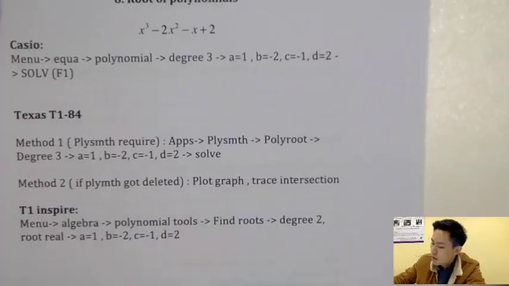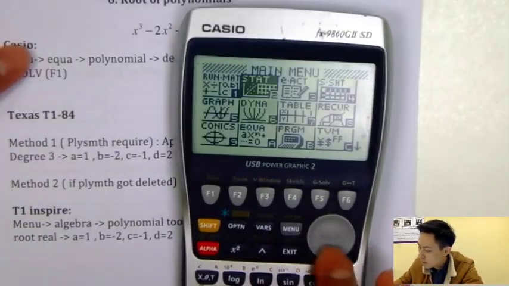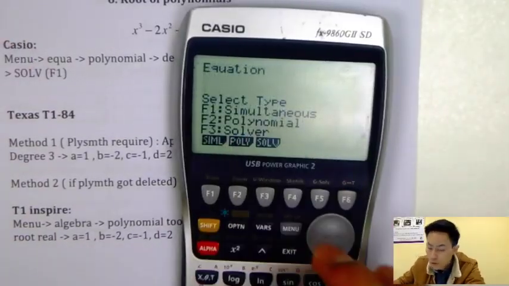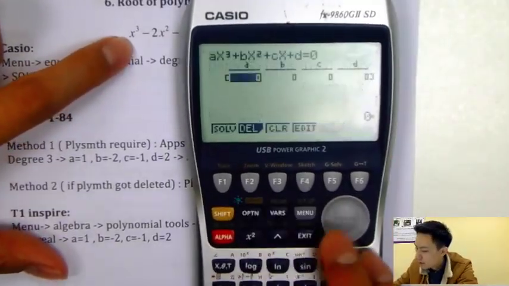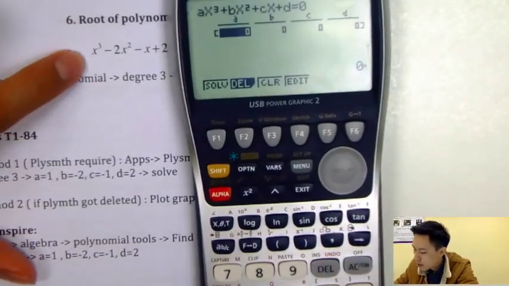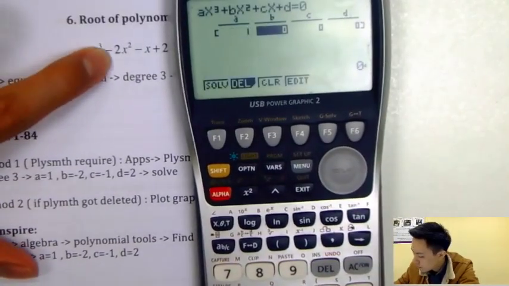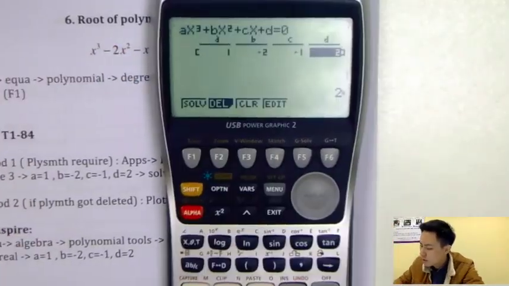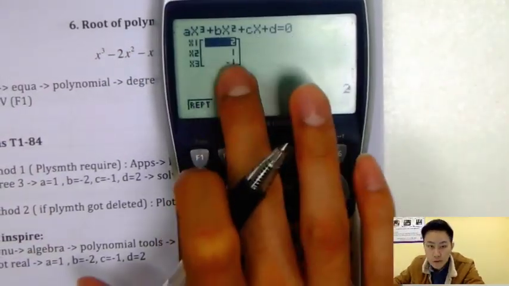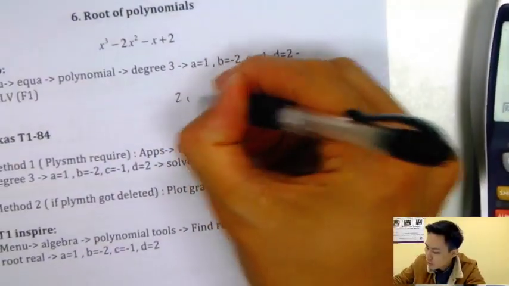For Casio, you just go to menu and then go to equation. You go to polynomial, right? You go F2, and degree means power. The largest power is 3. So A means the coefficient of x to the power 3, which is 1, and then minus 2, minus 1, and then 2. Then you solve it, enter, then you get 2, 1, and minus 1.